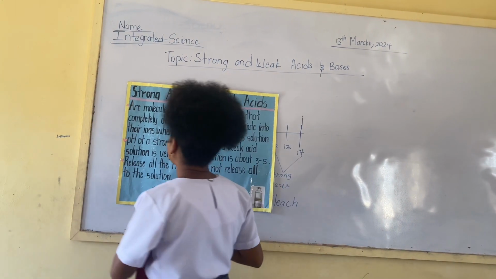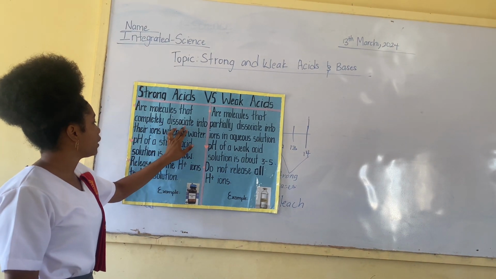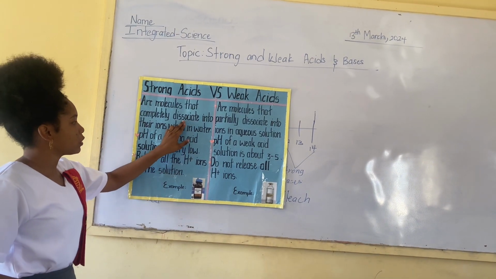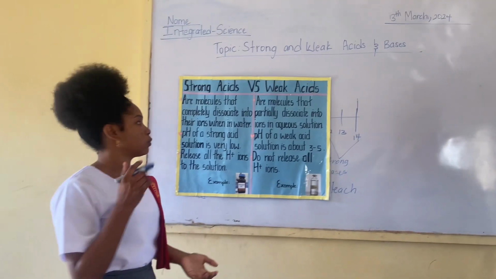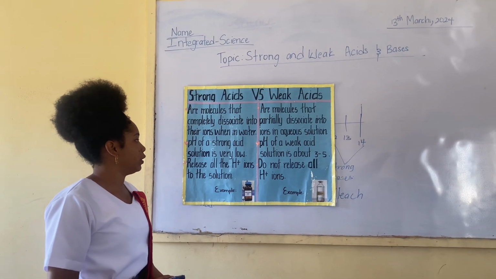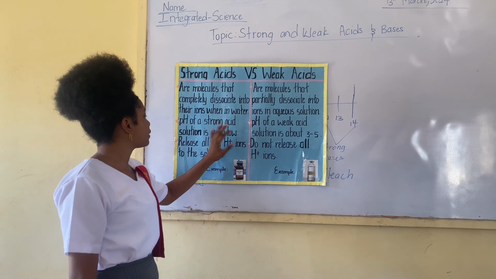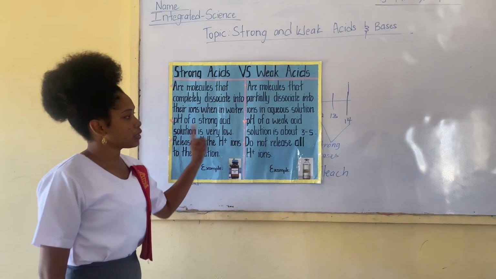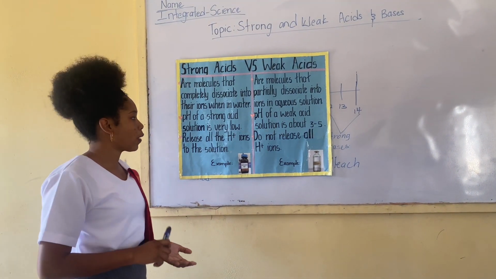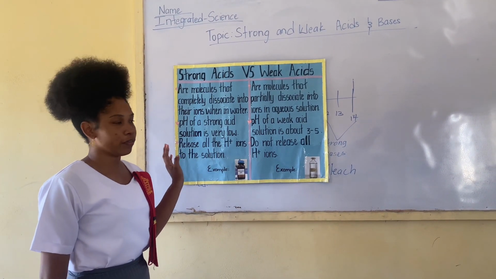So the first point here says strong acids are molecules that completely dissociate into their ions found in water. The word dissociate means when it is placed in water, it completely breaks down and the ions separate. The second point says that the pH of a strong acid solution is very low. Like Miss explained on the pH scale before, from 0 to 3 are strong acids, and those are low numbers.